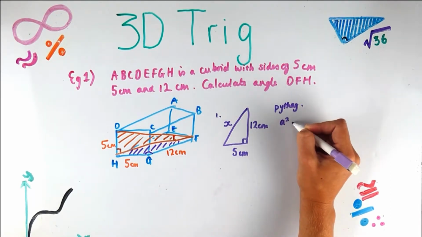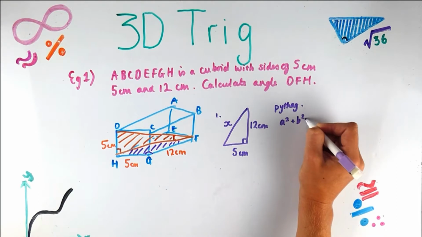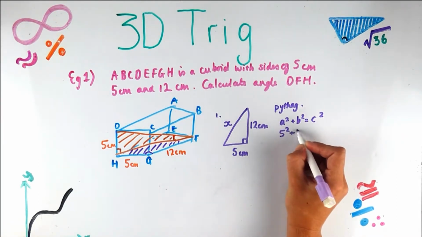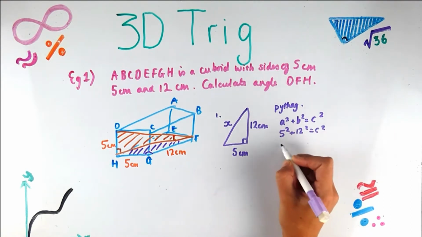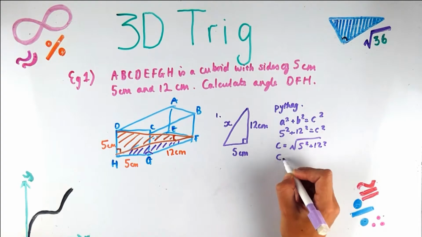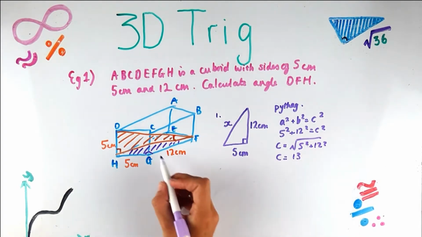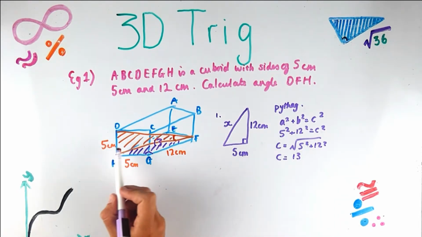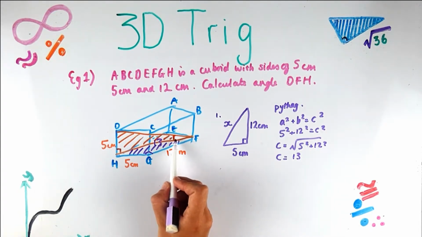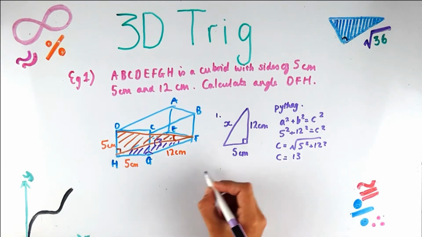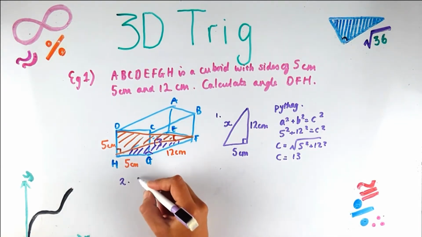So the formula a squared plus b squared equals c squared, so 5 squared plus 12 squared equals c squared, c equals square root of 5 squared plus 12 squared, so c equals 13. So we now know that this length here is 13, and now we've got two lengths and we can use trigonometry to work out that angle. So step 2, do that here.